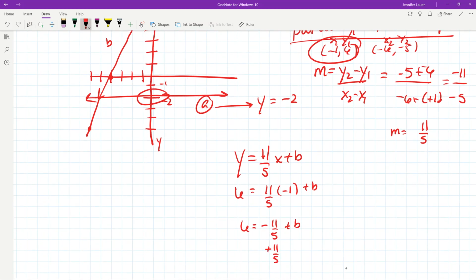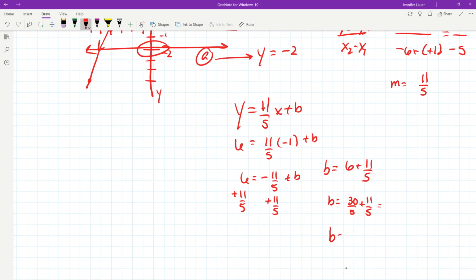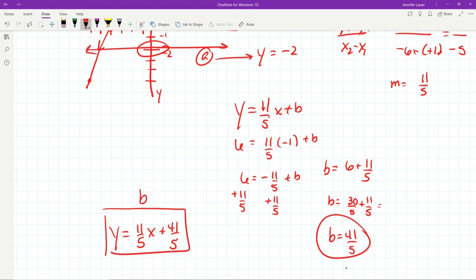And then you add 11/5 to both sides. So b is equal to 6 plus 11/5. So this will be 30/5 plus 11/5. So 41/5. So y is equal to 11/5 x plus 41/5. And so that is your equation for B. So that's pretty much the equation of a line, just a little bit of a review here for my Advanced Math 1 students.